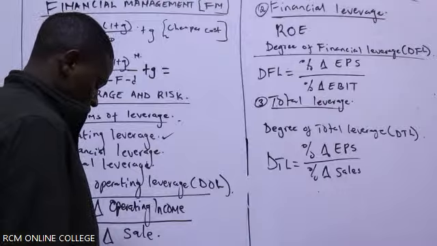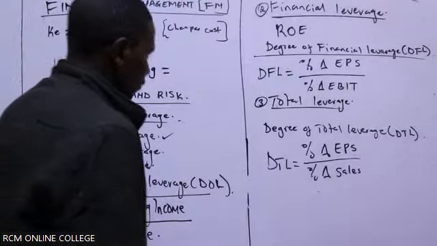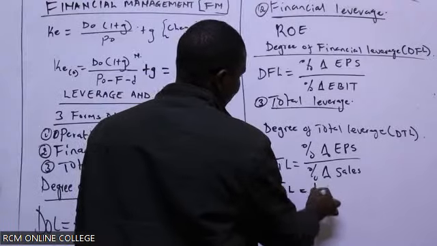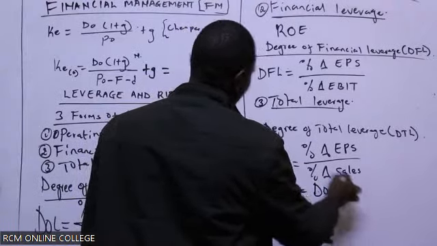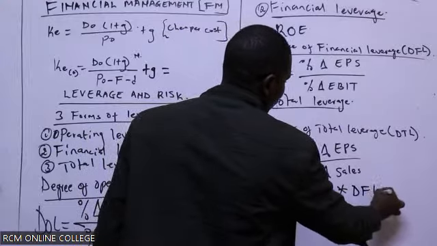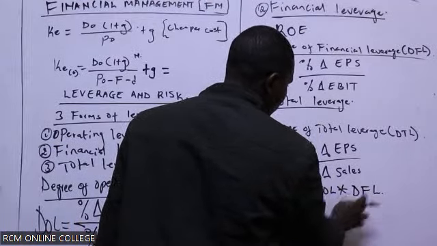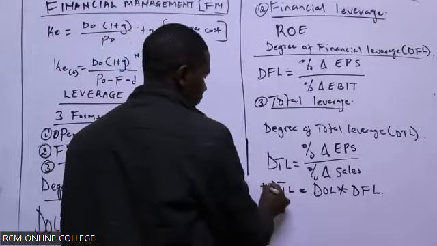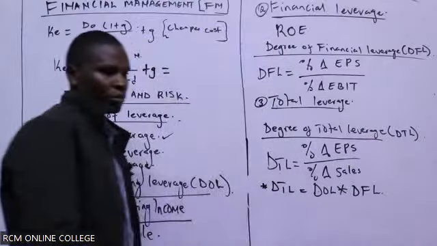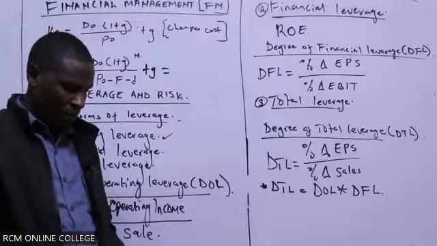I want us to, you see, for this one, you can still take DTL. DTL can be given by DOL times the DFL. So whatever you get as a degree of operating leverage multiplied by degree of financial leverage, this is an alternative. Remember, we said it is a combination, so it can be given like that. So we want to look at an example here.